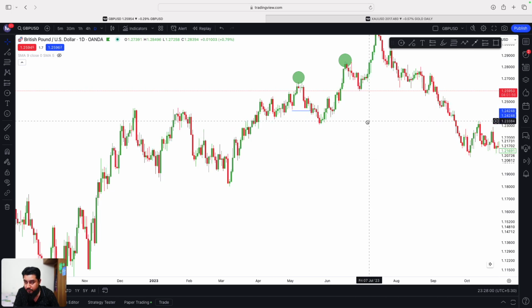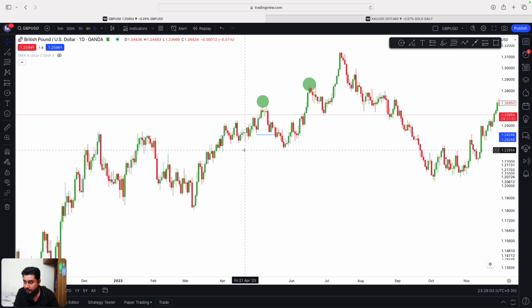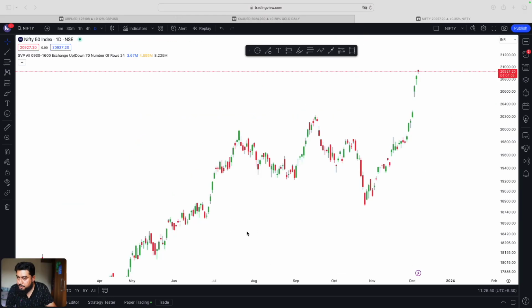Okay, we're good, right? So this is one example that I can show you in GBP/USD. Now let's try to move. Okay, so now let's take a look into another chart, the Nifty chart, for my friends out there who are interested in Indian markets and they are constantly looking for opportunities in Nifty.